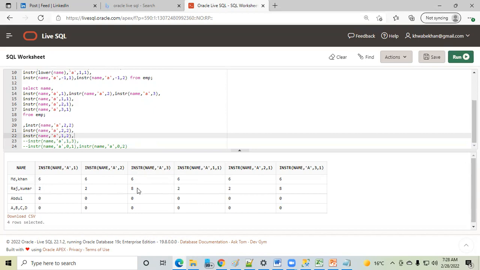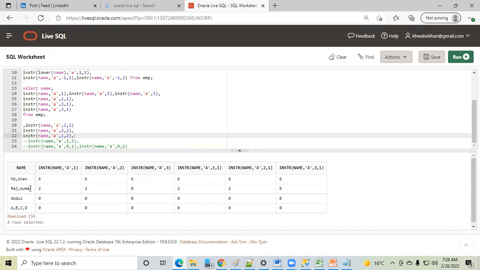That's why the output is 8 here. Is this clear? So the third argument will indicate from where it will start searching. Perfect. The story finishes. The third argument will tell you where you have to stand. So if it is 3, you are going to stand here. Now here you have to search for the letter A.